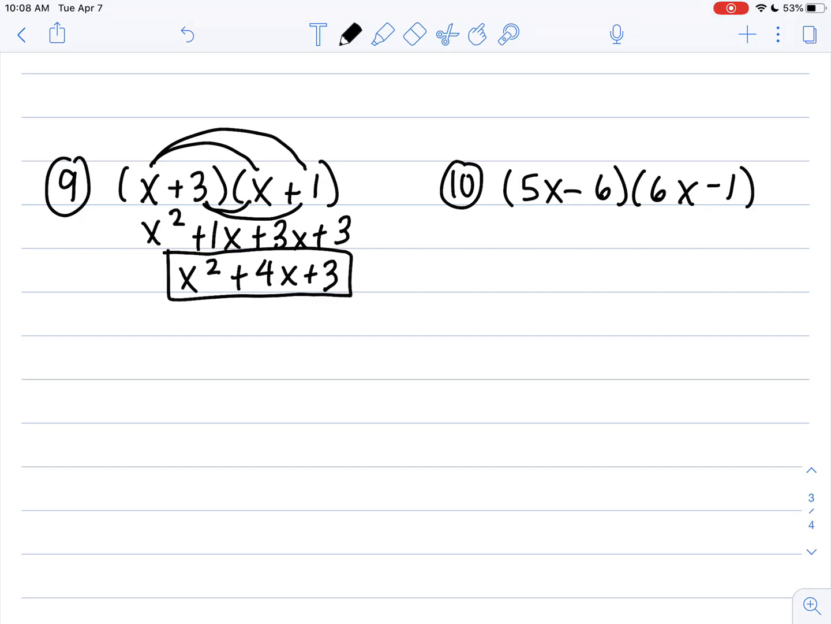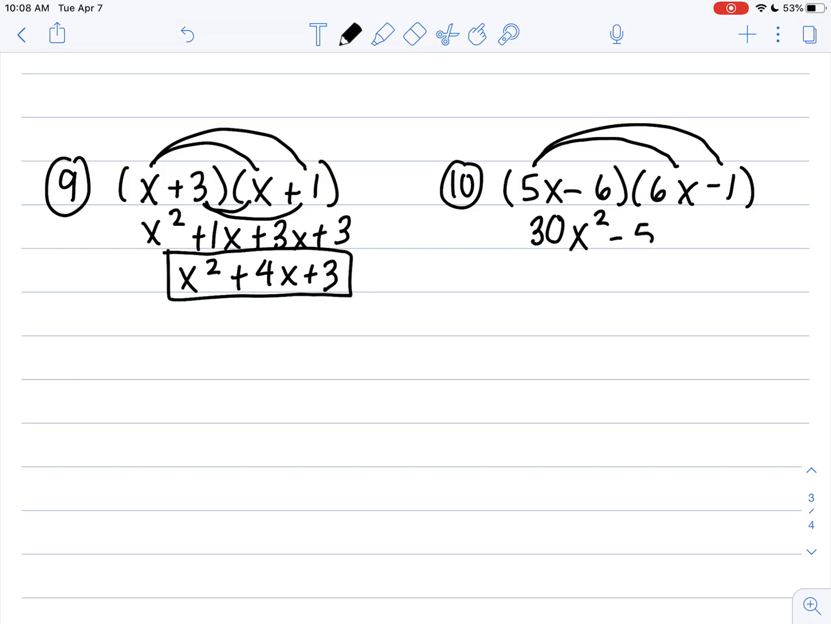I know this is all review, you guys, but it's really important you know how to do all this stuff before we move on, especially with the situation now. And you guys probably haven't done math in like 4 weeks, so we definitely need to review this stuff first. So 5 times 6 is 30, and then x times x is x squared.